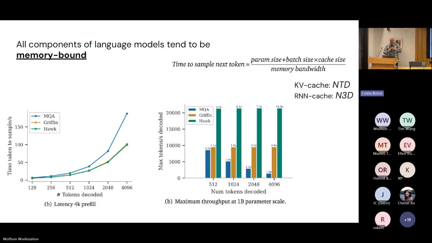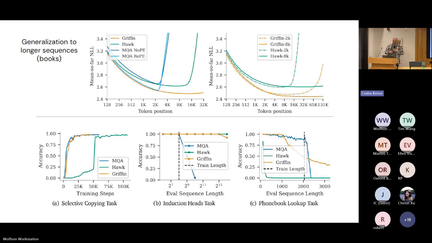So the numbers are there. The KV cache has a size of something like N times T times D, while the RNN cache is something like N times 3 times D. So if T, which is the sequence length, is large, then that cache is much bigger than the other. Anyway, I just thought this is kind of interesting, the fact that everything is memory bound, nothing is FLOP bound. So any idea that saves you FLOPs is not useful. You need to think about things that save you memory. That's the only thing that seems to matter.